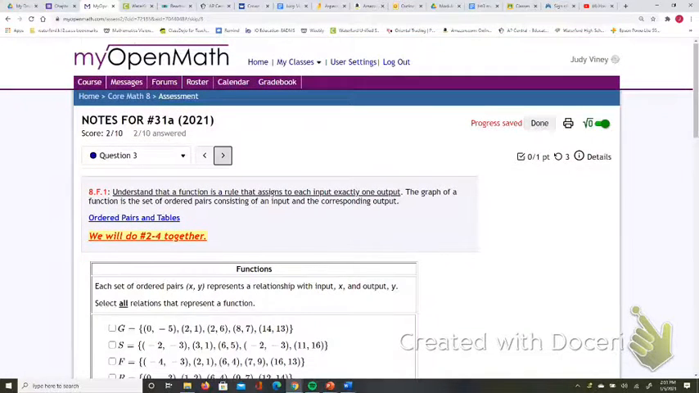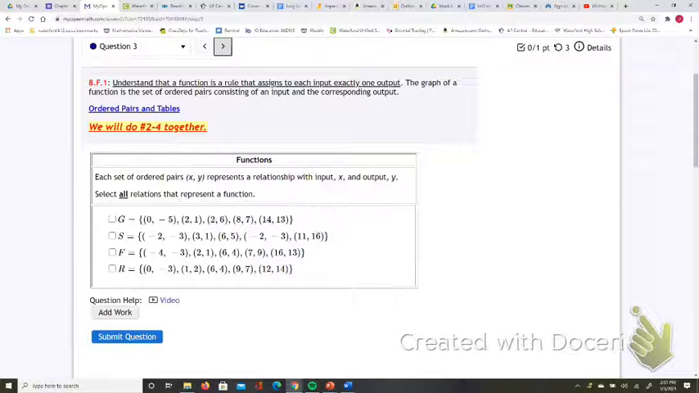Number 3. Each set of ordered pairs, x, y, represents a relationship with input x and output y. Select all relations that represent a function. Okay, once you get to this point, what you do is you want to look at your x values. So I have 0, 2, 2. Okay, wait a minute. Notice how we have two 2's. So now I have to look at the y values. When x is 2, y is 1. When x is 2, y is 6.